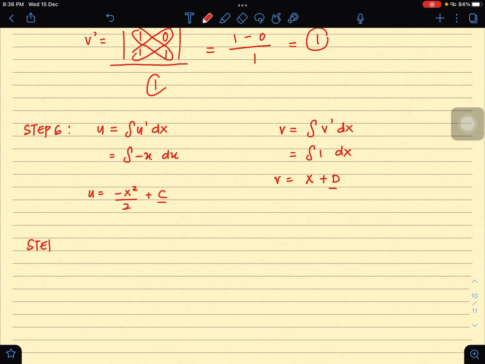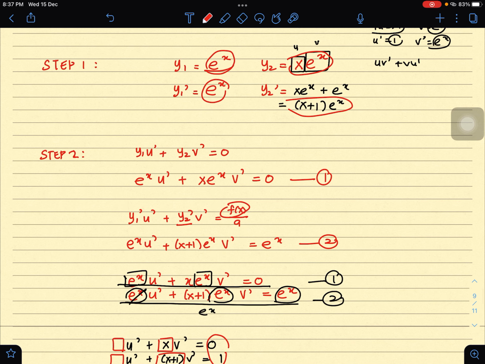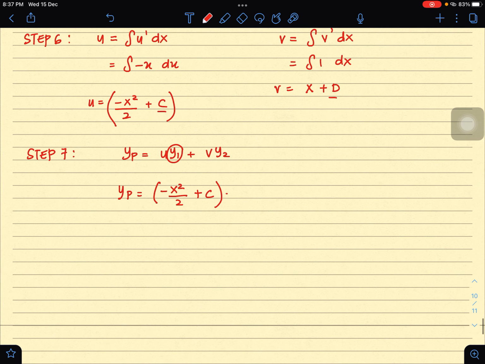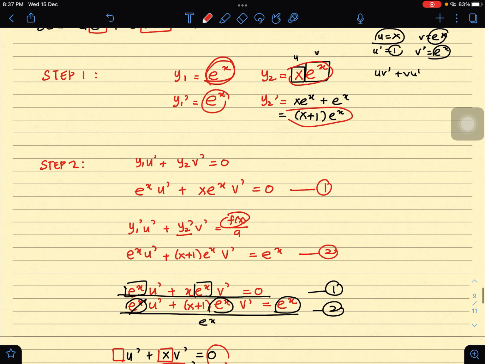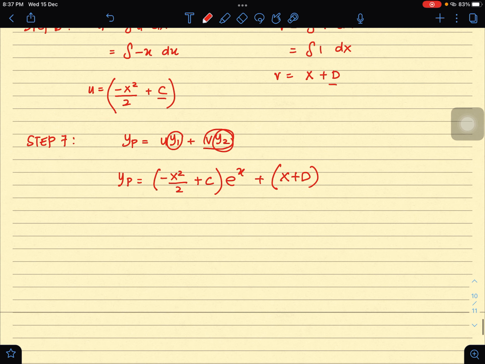Pergi ke step number 7, di mana kita nak tulis kita punya YP. YP kita adalah U darab Y1 tambah V darab Y2. So U kita adalah this one. Okay, so YP kita adalah U, U kita adalah negatif X square per 2 tambah C darab Y1. So apa awak punya Y1? Eksponen X. Tambah V. V adalah X tambah D darab dengan Y2. Apa awak punya Y2? X eksponen X. So, kita dah dapat YP.